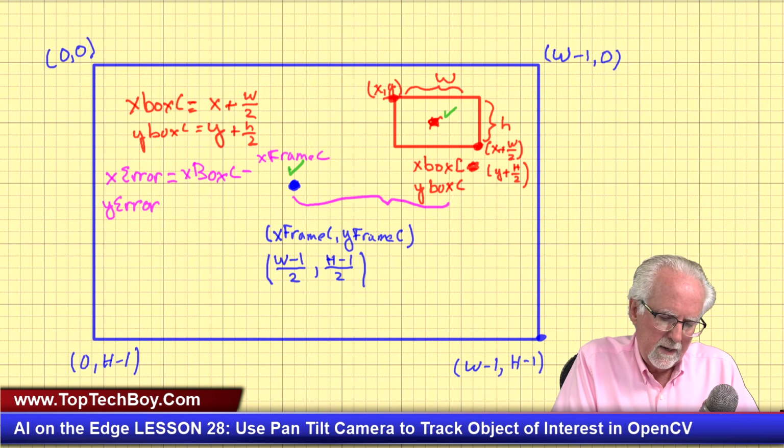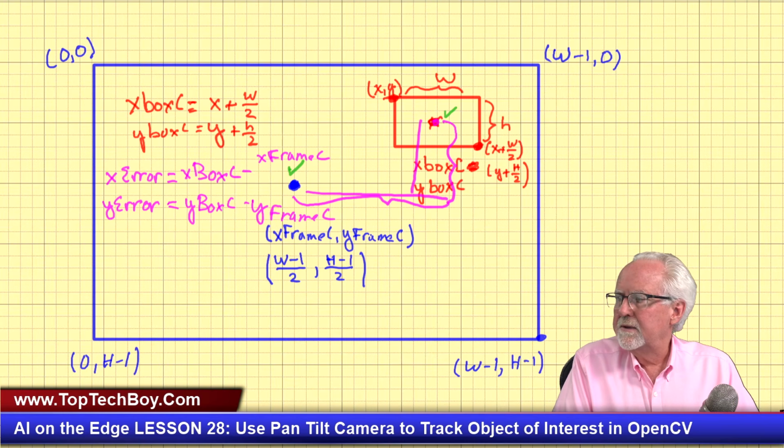And then what is the Y error going to be? The Y error is going to be from here down to here. So the Y error is here and the X error is here. The Y error would be very similar. It would be the Y box center minus the Y frame center. Hopefully you guys are drawing a neater picture than I am.